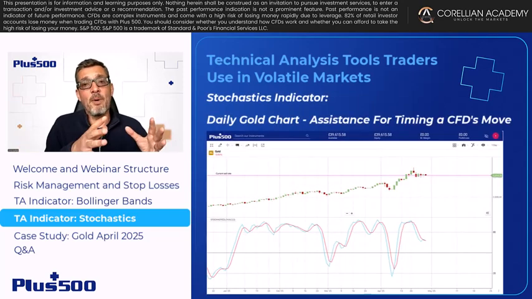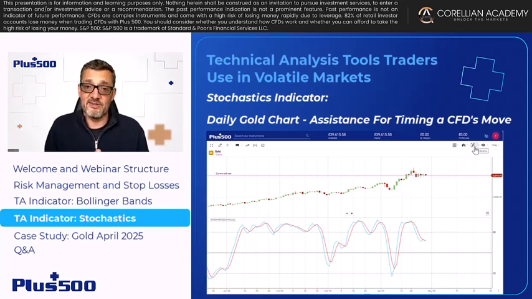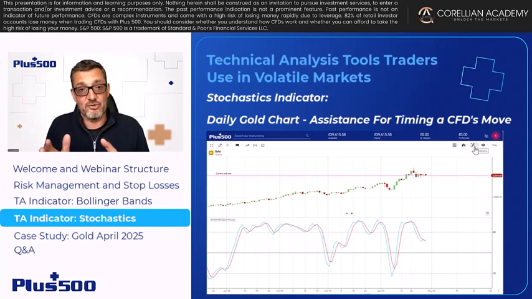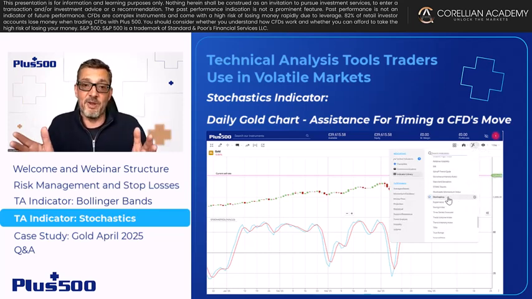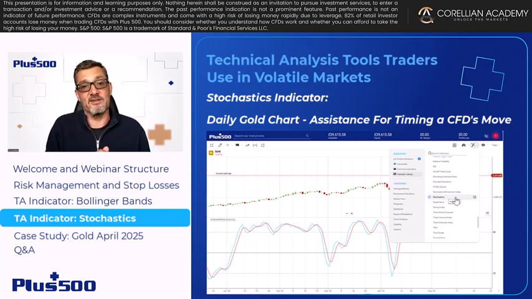Now, as we move on, while Bollinger Bands can be very useful in determining the trend, direction, and increasing price volatility for a particular CFD, if we are looking for some insight into when price is set to resume a trend that may lead into periods of increased volatility, we can look at deploying the stochastics indicator.